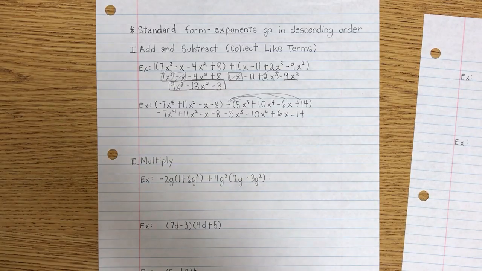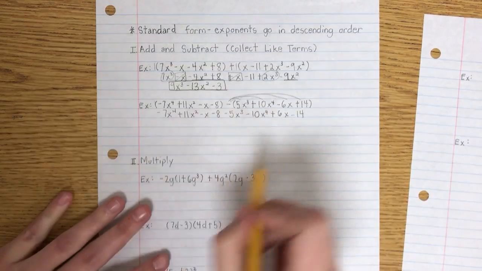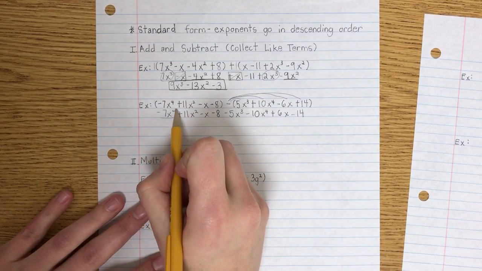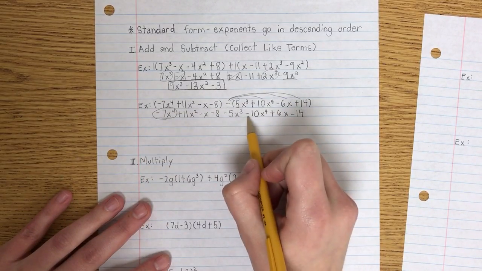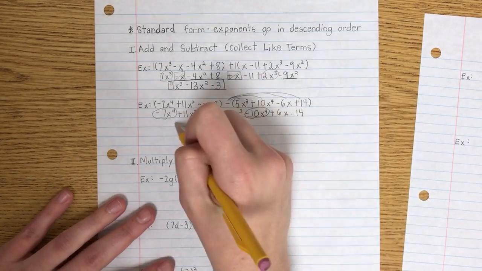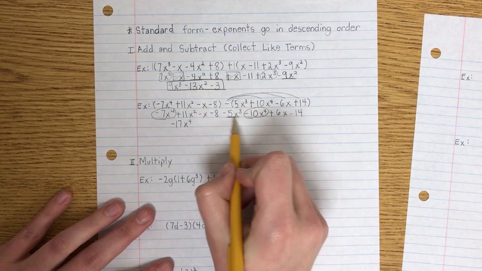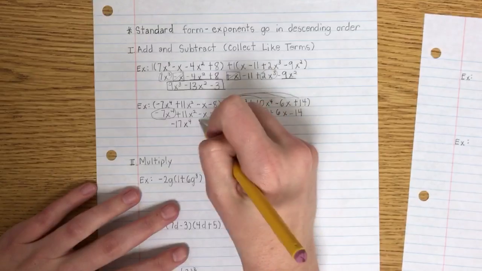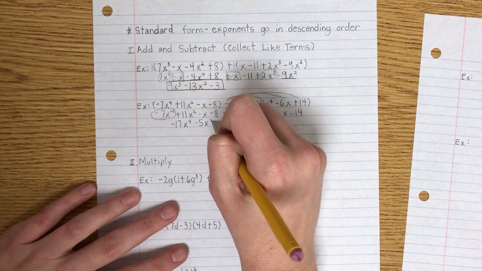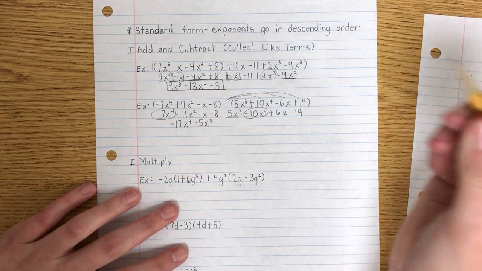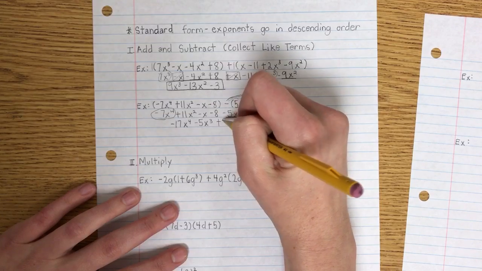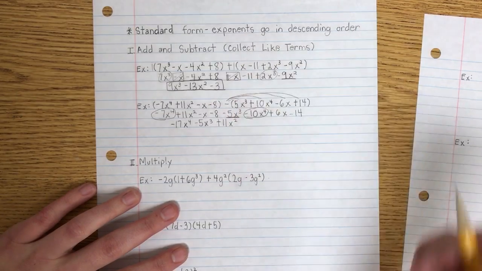Okay, now that I've got everything written out, I'm going to do the same as before and combine my like terms. So I'm going to start with my x to the 4th. So I've got negative 7x to the 4th and negative 10x to the 4th. So that would be negative 17x to the 4th. And then my x cubed, I only have the 1, so minus 5x cubed. And then I also only have the 1x squared, so plus 11x squared.